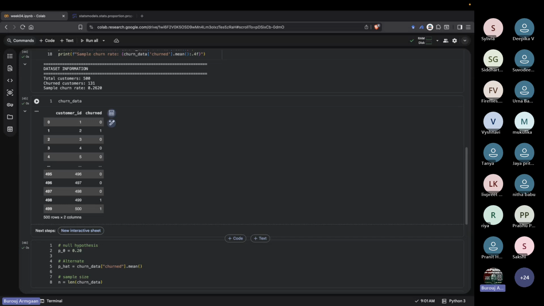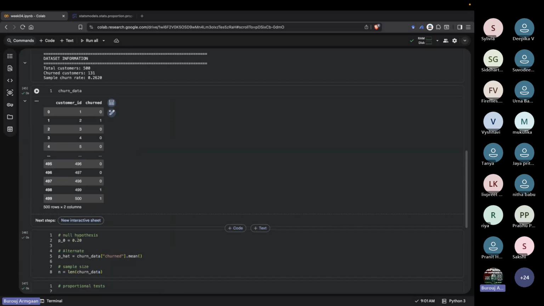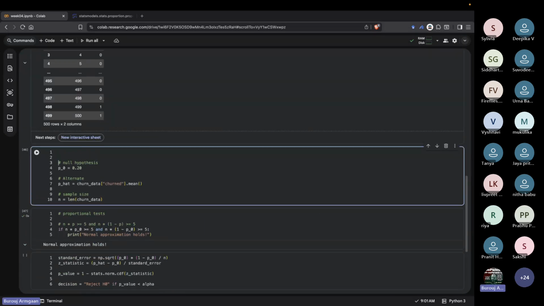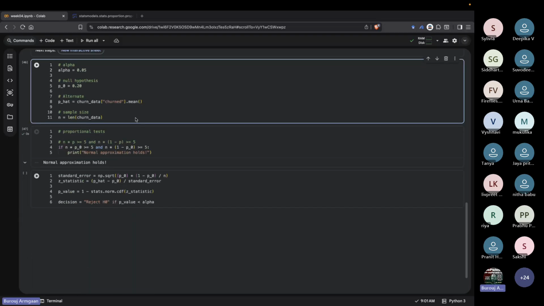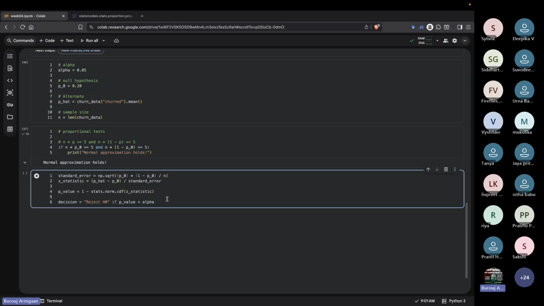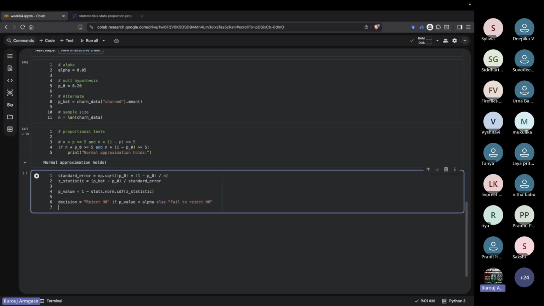Did we define the alpha? We should also define the alpha. It is the same throughout, so that's okay. Is less than alpha, else fail to reject our null hypothesis. And now we can print these things.